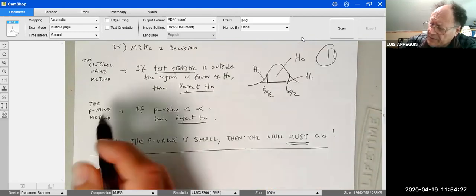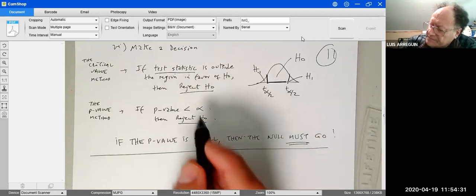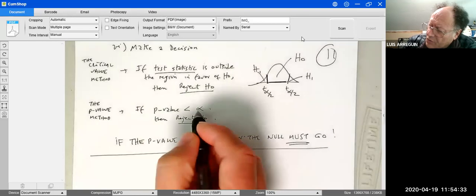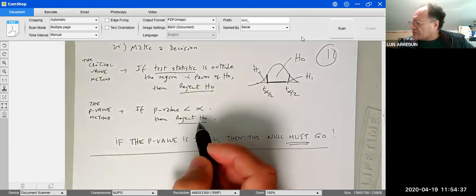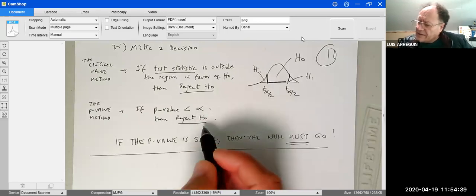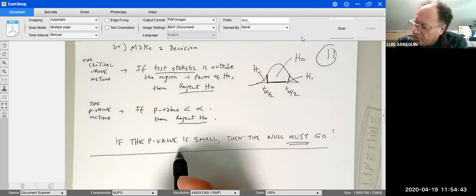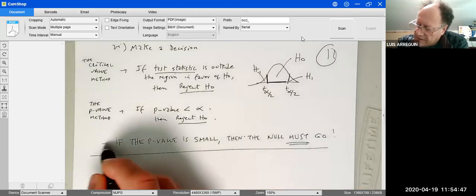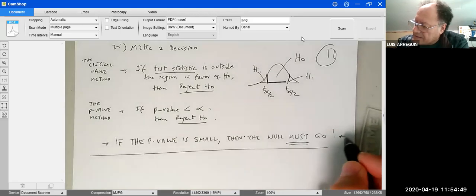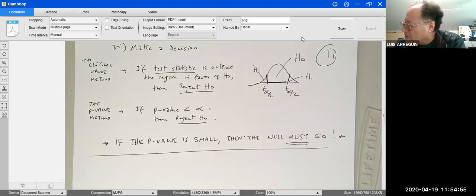And when you are using the p-value method, things are easier. You just need to compare your p-value with alpha. And if the p-value is less than alpha, then you're going to reject the null. So you can just remember this: if the p-value is small, then the null must go. This is the thing that we memorize in school, to remember that when the p-value is small, then the null must go.